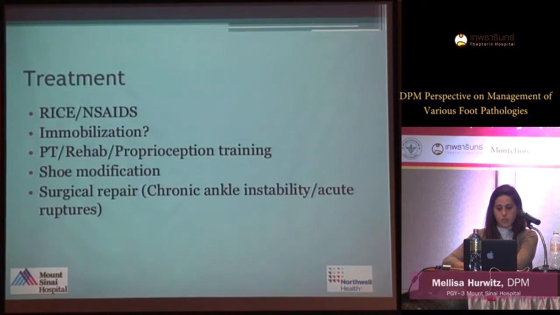So what you can do is have your patient in a walking cast or some form of immobilization that is most comfortable for them for the first 7 to 10 days, just to allow them to return to their initial functional activity that they were at prior to the sprain, and also to help with pain relief.